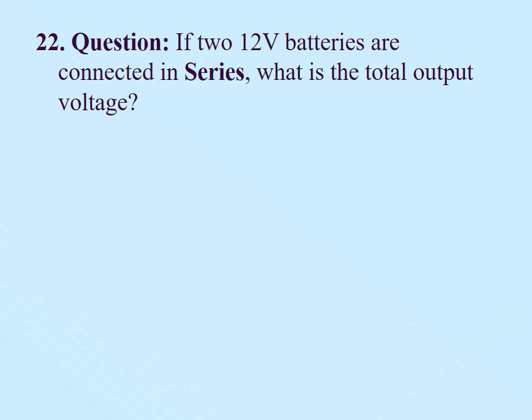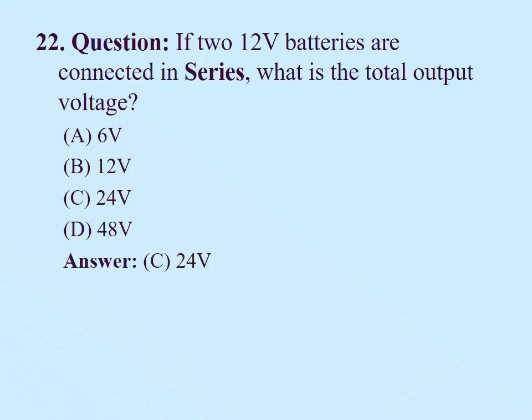Next question. If two 12 volt batteries are connected in series, what is the total output voltage? Option A, 6 volt. Option B, 12 volt. Option C, 24 volt. Option D, 48 volt.